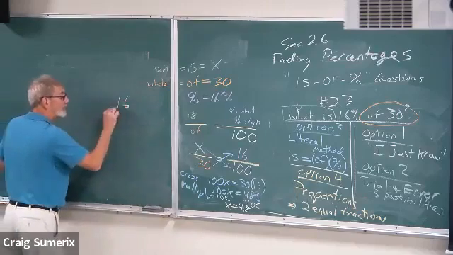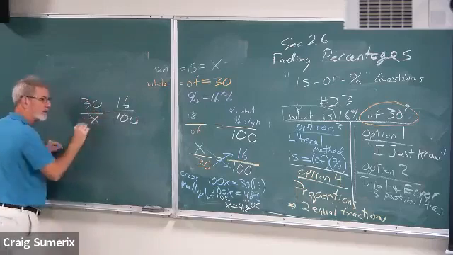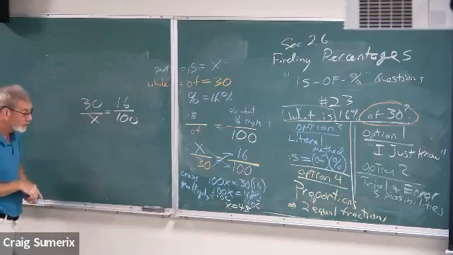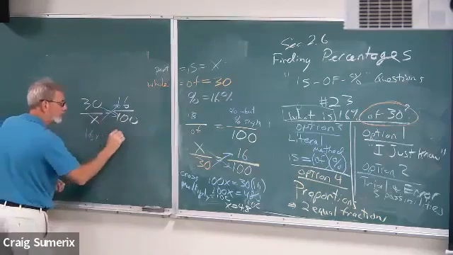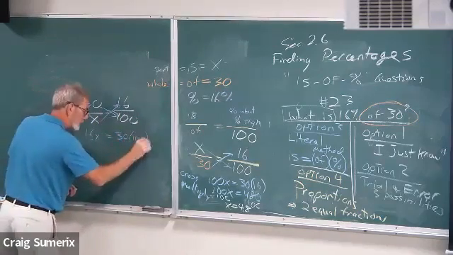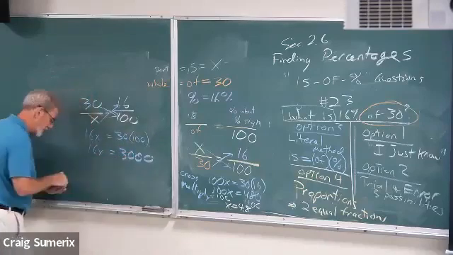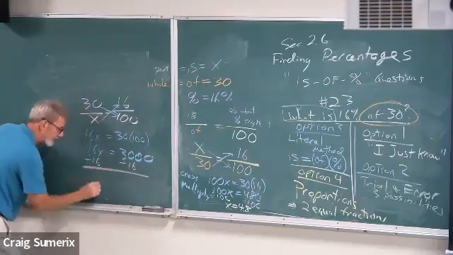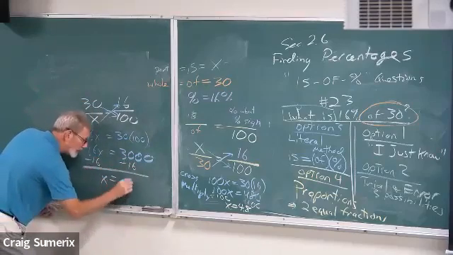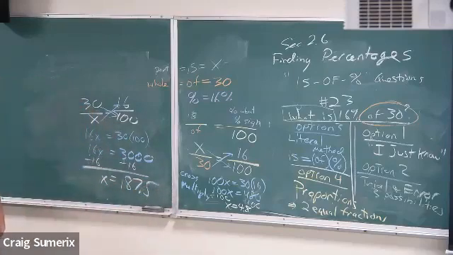And the beauty of this too is, what if you screw it up? What if, okay, I got the 16 over 100, but I put the 30 on the top and the X on the bottom. Look what happens when you cross multiply now. 16x is equal to 30 times 100. 16x is equal to 3,000. Divide by 16 and you get 187.5, I think. Somebody check my math.